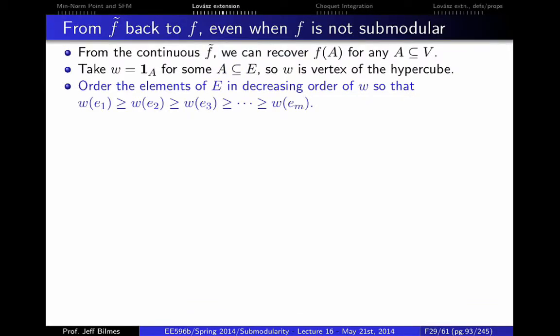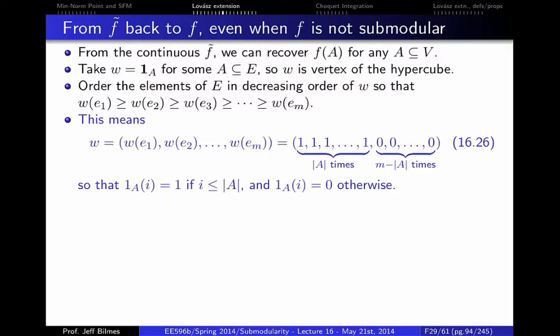Okay, so then let's order the elements. We're taking w equal to 1a for any particular a, and we're ordering the elements in decreasing order. Once we've renamed the elements, we're going to have this vector w such that the first size of a elements are all going to be 1, and the remaining m minus size of a elements are going to be 0. And moreover, evaluating 1 of a for all i less than or equal to the size of a, we're going to get 1, and everywhere else we're going to get 0.